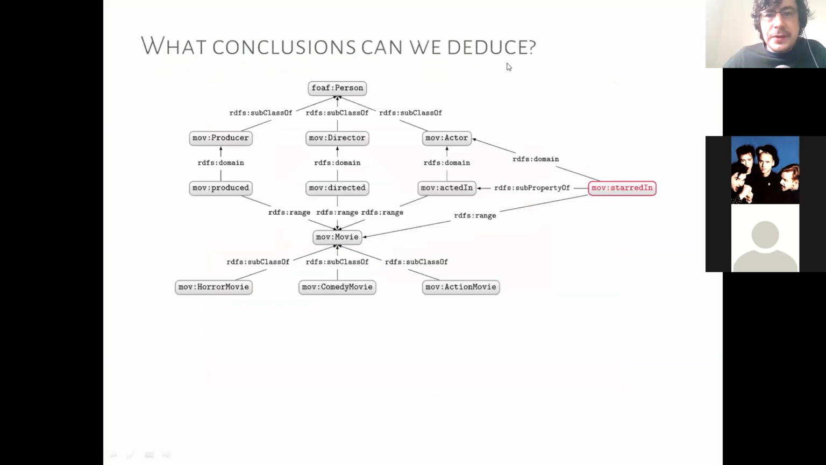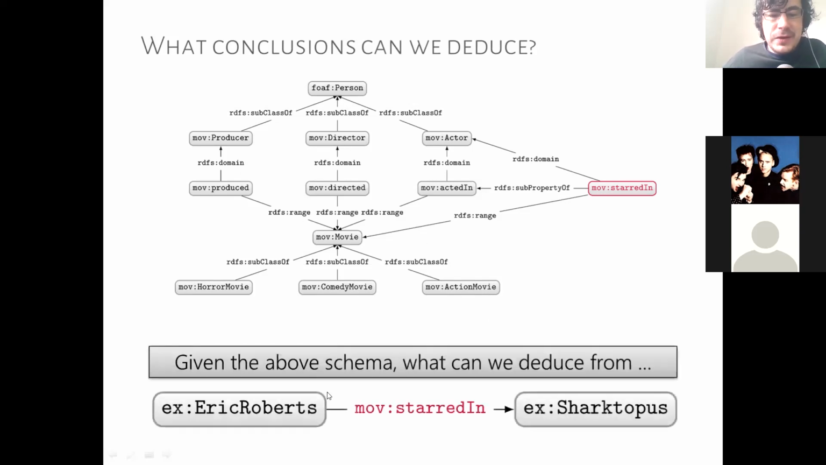So previously we defined this RDF schema. And okay, so we define this RDF schema, and from the schema, we can make conclusions using deductive reasoning. So for example, if we have a triple, Eric Roberts, starring Sharktopus, the question is, if we have this above schema defined and we're using a property from this RDFS schema, what can we deduce from this triple, the combination of this triple and this schema here? Any suggestions?